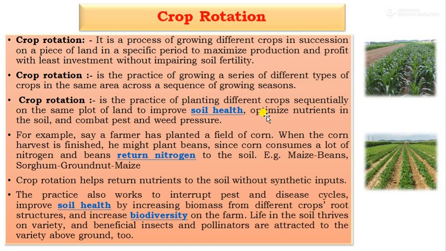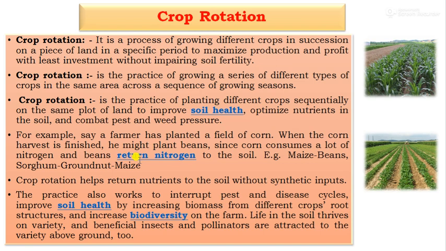For example, say a farmer has planted a field of corn. When the corn harvest is finished, he might plant beans or field beans, since corn consumes a lot of nitrogen and the beans return nitrogen to the soil. Maize followed by beans, sorghum followed by groundnut, and maize are successful crop rotation systems.